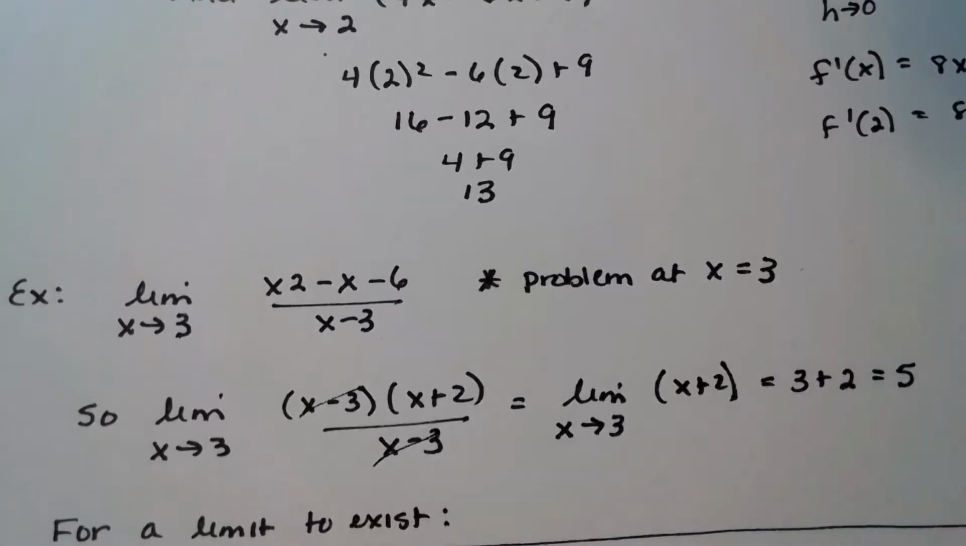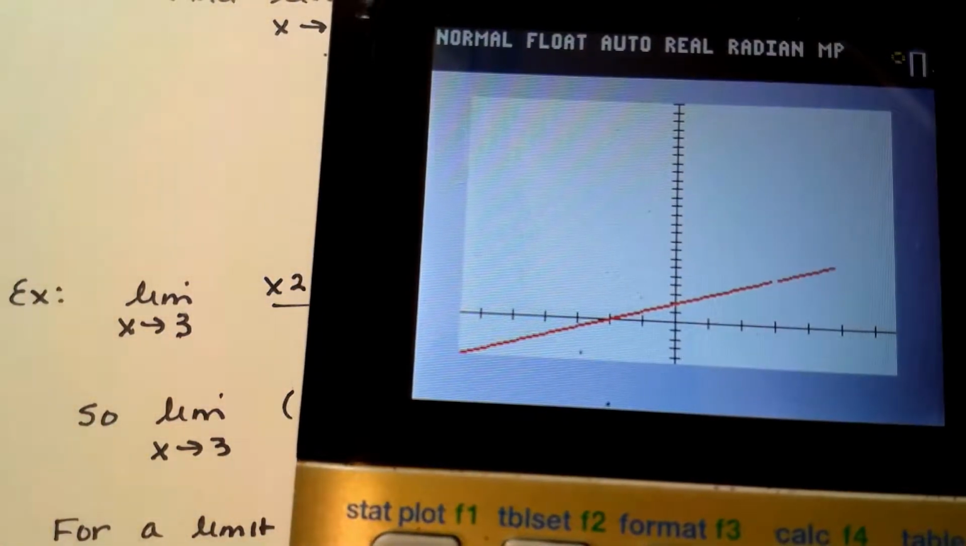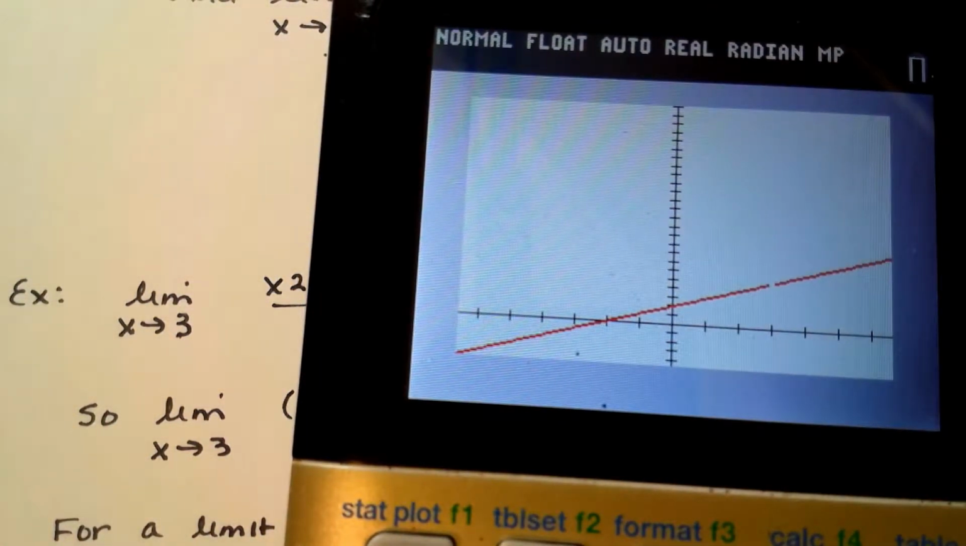So let's look at that graph real quick. You see, I prepared, I already put them in my calculator. Oh, look at that. Now, you might say, well, why is it a straight line when the numerator's x squared? Well, because it's really a linear function. But what do you notice here? You notice that at x equals 3, there's a hole in the graph. Okay? So there's a problem there.